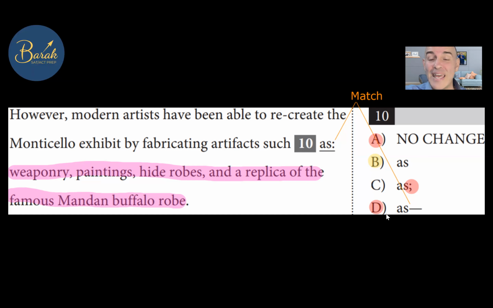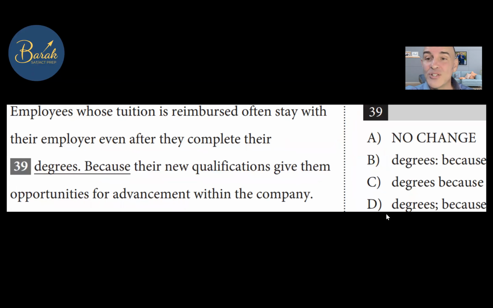Another reason why A is a terrible answer is a colon cannot come at the end of a full sentence, and it has to come at the end of a full sentence, okay? And with A, then there's no full sentence right before the colon. Okay, actually, this will be the last one.